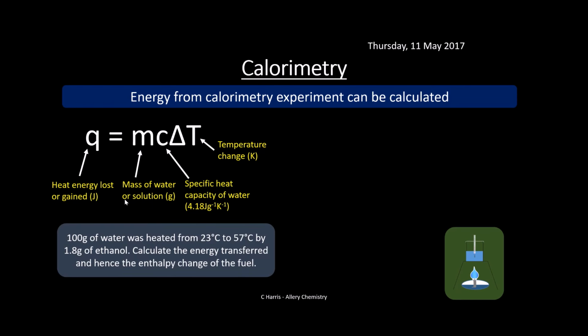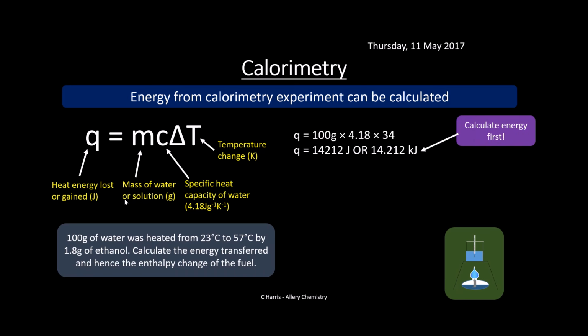Okay, so this example: 100 grams of water was heated from 23 degrees Celsius to 57 degrees Celsius by 1.8 grams of ethanol. Calculate the energy transferred and hence the enthalpy change of the fuel. All right, so let's have a look. The first thing we need to do is work out the energy first. So Q is energy, remember. M is the mass of water, 100 grams, times 4.18, because that's the heat capacity, times 34, which is the change in temperature, 57 minus 23. Get the value, and this will be in joules, 14212. Let's convert it to kilojoules, because it just makes it easier. 14.212 kilojoules of energy is being given out.